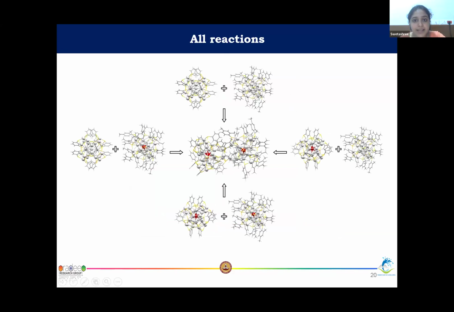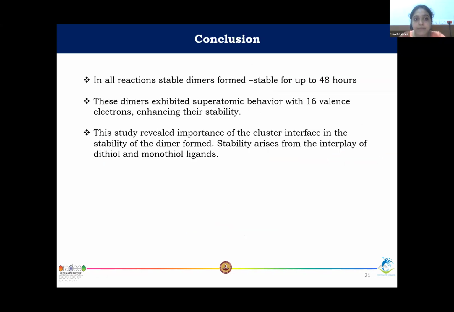We have reacted Ag29 with Ag25. We have doped the center of Ag25 with different metals, gold, palladium, and platinum, and reacted it with Ag29. Then we have also varied the central atom of Ag29 with gold, platinum, and palladium, and reacted it with Ag25 nanocluster. And we have also done a reaction where both the clusters were centrally doped with gold. In all the cases, we have observed this dimer formation.